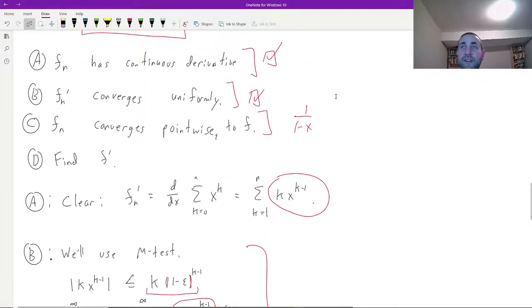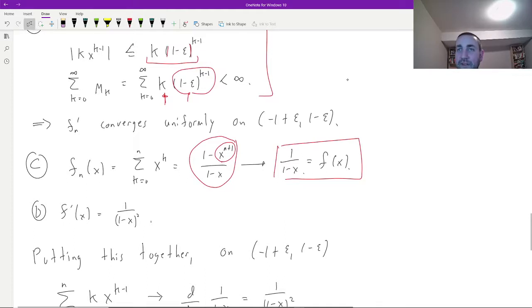And then finally, we need to find f prime. Well, that's easy. We have a formula for f of x, and so f prime of x is equal to 1 over 1 minus x squared.